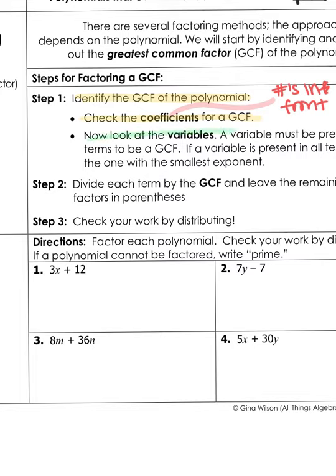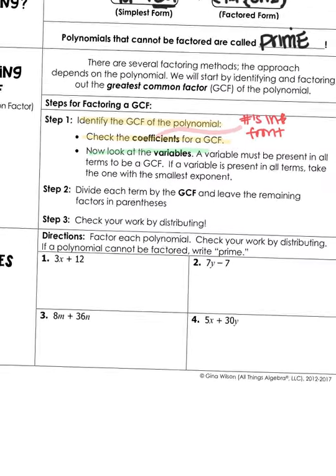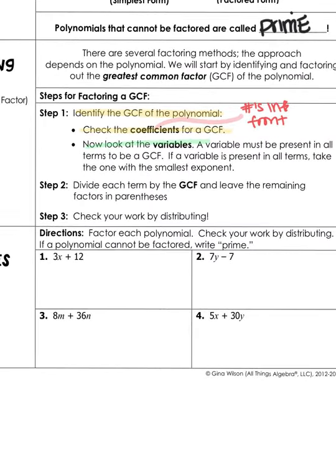A variable must be present in all the terms to be a greatest common factor. So what that means is in all the terms, it would have to have an X or it'd have to have a Y. It doesn't have to have the same number, but it at least has to have that variable. If a variable is present in all terms, take the one with the smallest exponent value. All right, and then we divide each term by the GCF and leave the remaining factors in parentheses, and then we can always check our work by distributing.